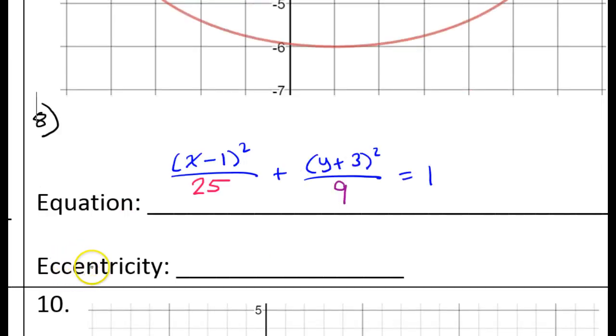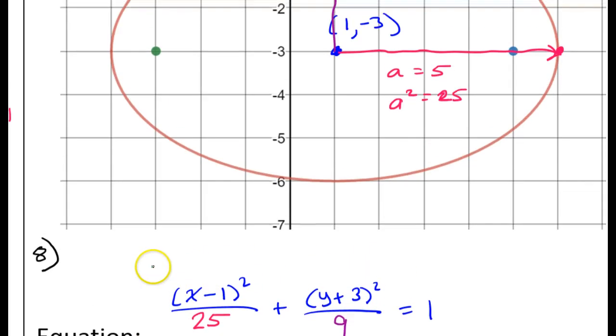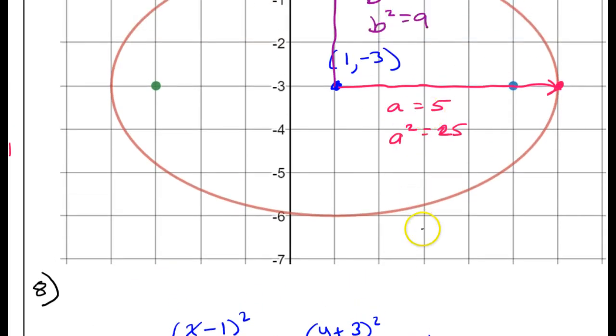They are also asking for the eccentricity. The eccentricity is the c value divided by the a value. So I already have the a value, but I don't have the c value, so I need to find that. I know that for an ellipse, c squared is equal to a squared minus b squared. So that means c squared is going to equal 25 minus 9.